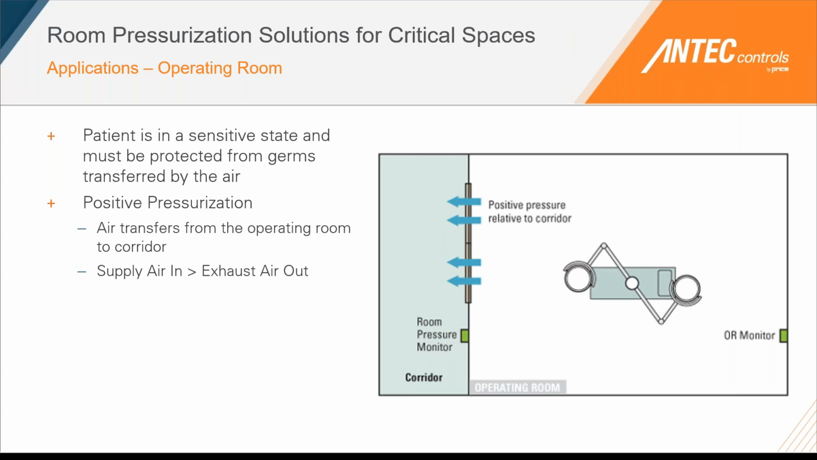So in this case, in order to create this protective barrier, we're going to positively pressurize the space. So we're going to have airflow go from inside the operating room toward the direction of the corridor. Again, we're going to have more supply air coming into the space than exhaust air leaving.